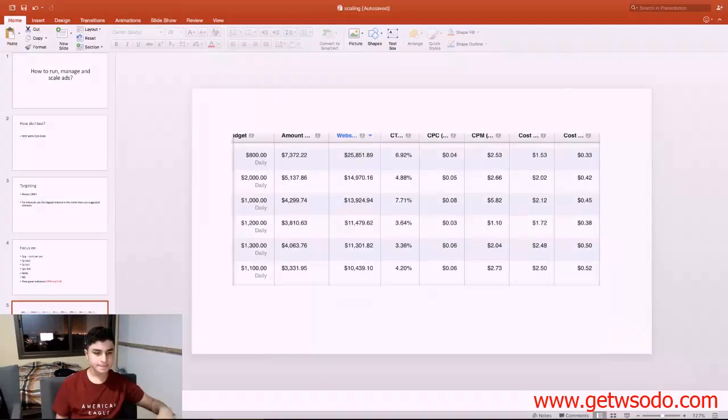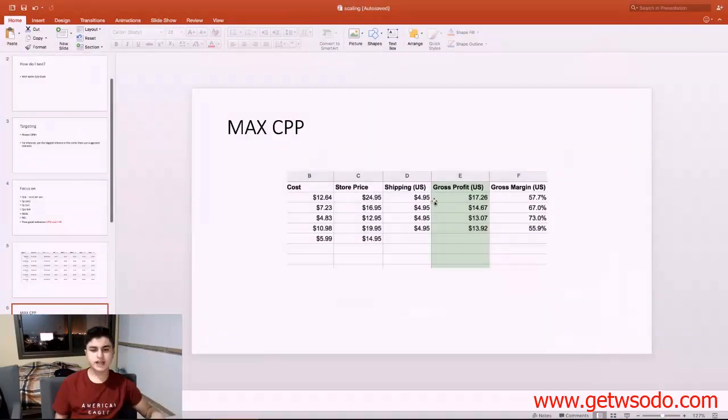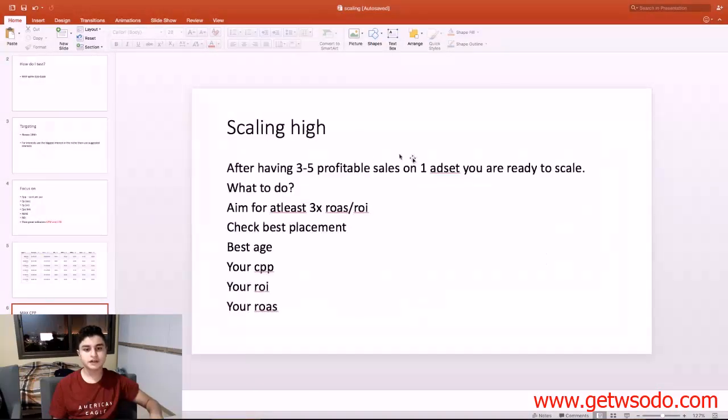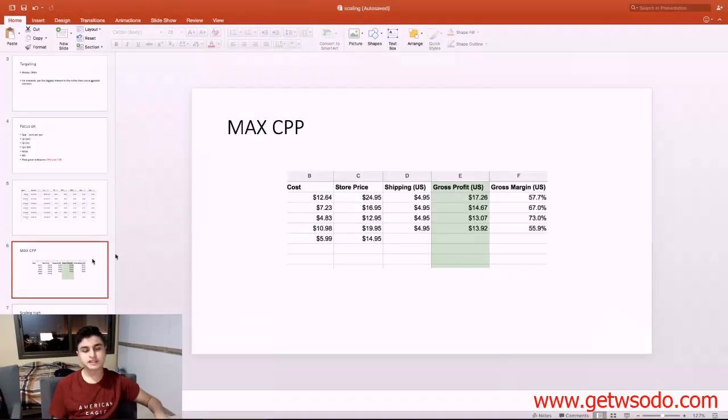Okay. So you need to do this calculation, the max CPP calculation. You can do it either in your mind or in an Excel sheet. Doing it in an Excel sheet is the best thing for you. As I said earlier, you need to have your cost, your store price, your shipping, your gross profit. So you have 17.26 here as profit. You don't want to spend on Facebook over 17.26. If you spend over that, you're going to have a huge loss, which is not good.